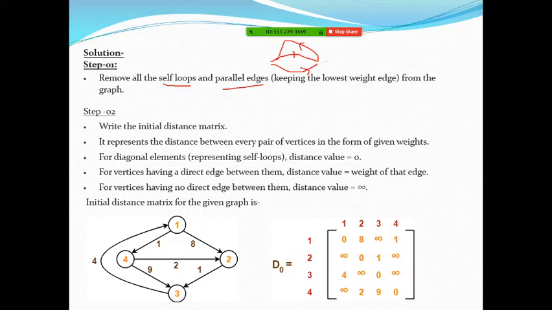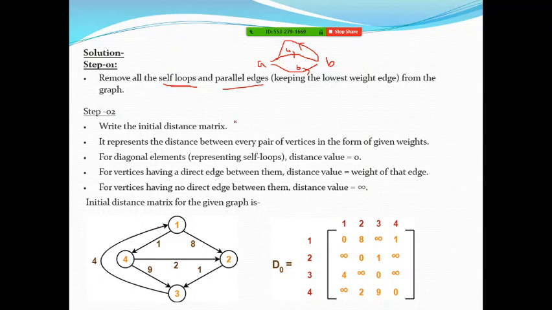If these parallel edges are there, with weight 4 and weight 6, you can relate it to two cities like A and B. They are connected by two roads, and these roads have two different distances. For finding the shortest distance, we have to select the edge with the minimum weight. So avoid the higher weight and always consider the lower. So first, remove all the self loops and parallel edges if they exist in the graph.